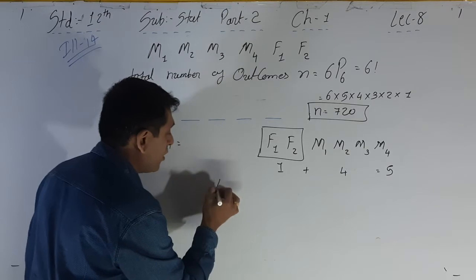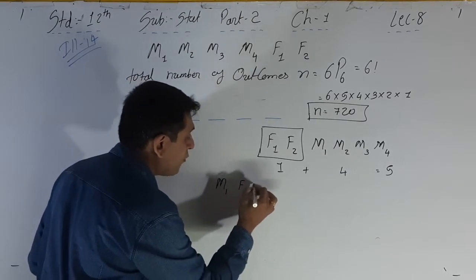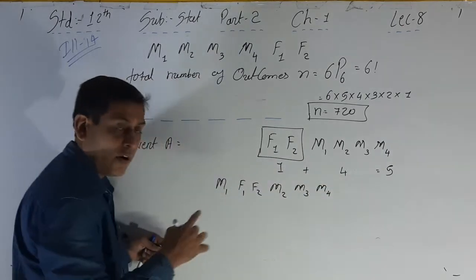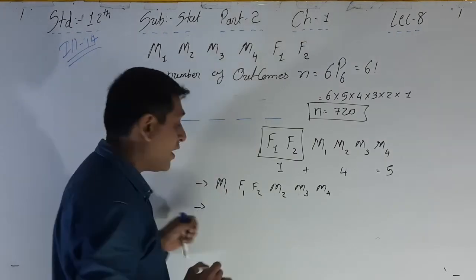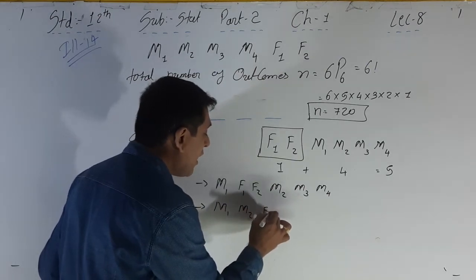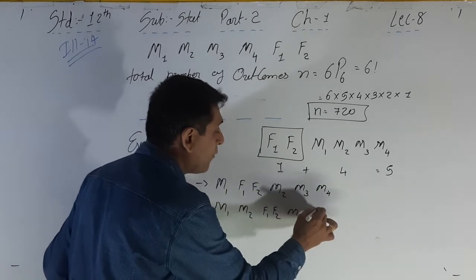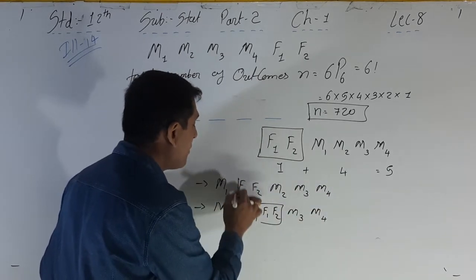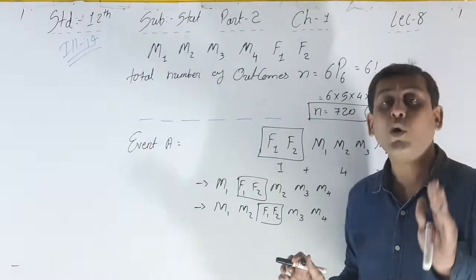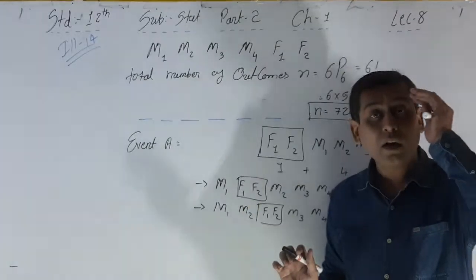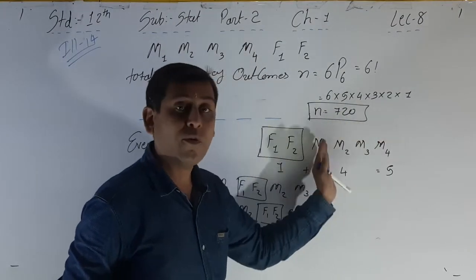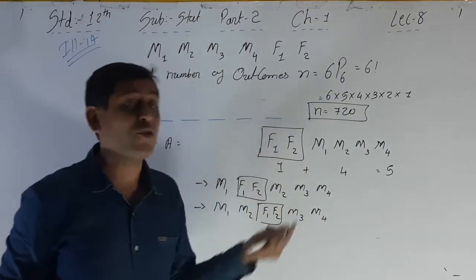See, I want to say what? M1, then between M1 and M2, F1 F2, then M2, then M3 and M4. These are one arrangement. See, many different types of arrangements are there, but I am writing one or two here. M1, then M2, then again F1 F2, then M3 and M4. Whenever the female employees go for the training, it is compulsory successively. So we have to assume that as one person. So here 4 different persons are there, M1, M2, M3 and M4, and F1 and F2 are one person.